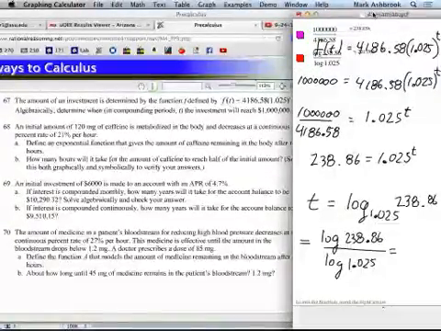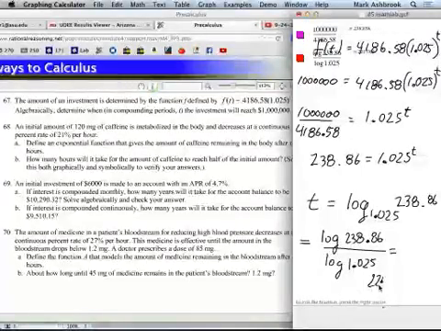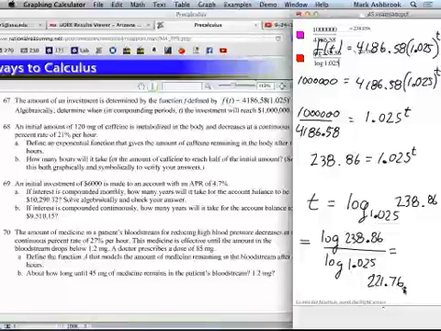221.76. Okay, so now we've got all this stuff, and we don't want to lose sight of what this means. What does this number mean? Is that dollars? Is that days? What is that?